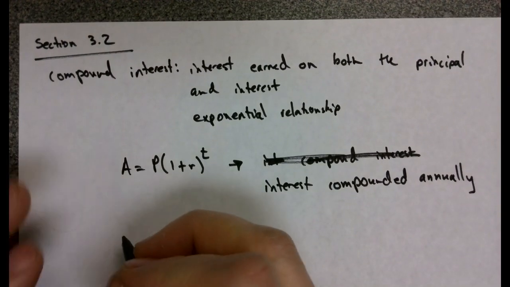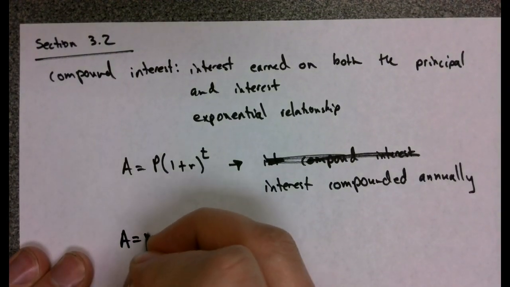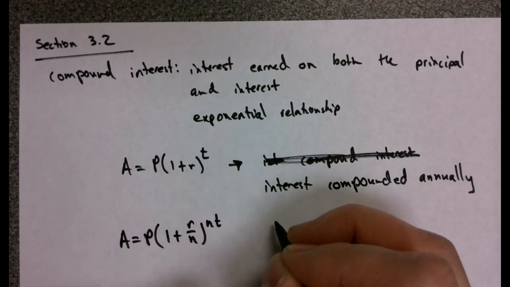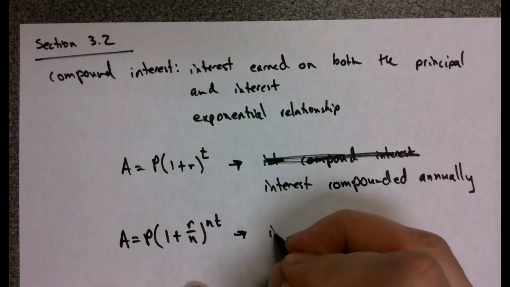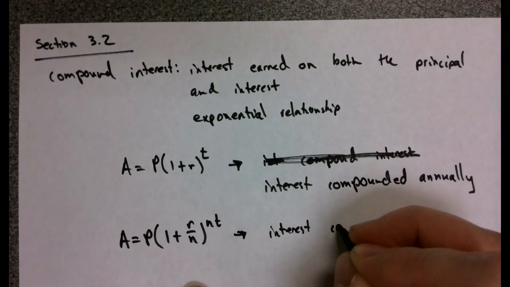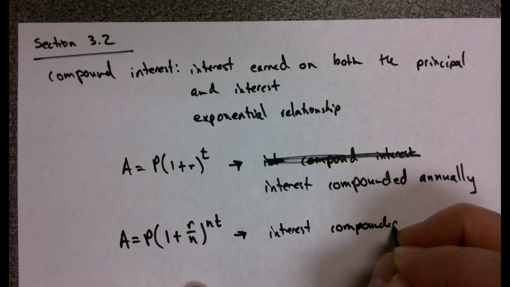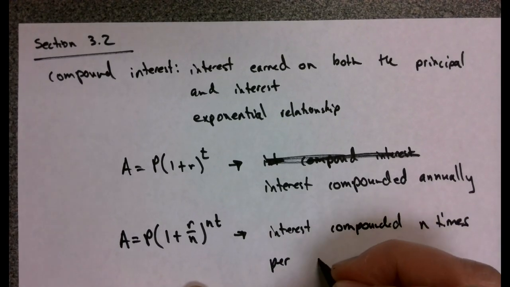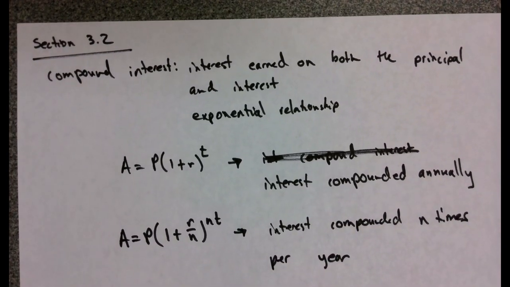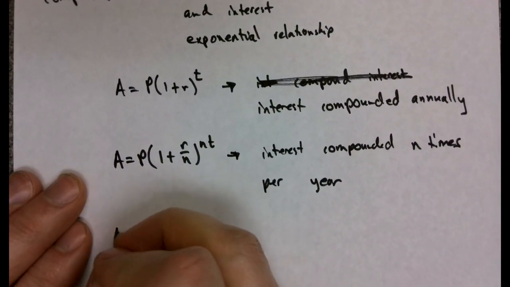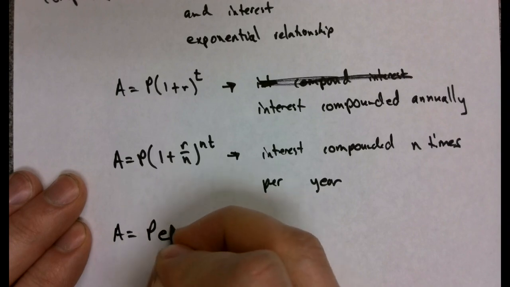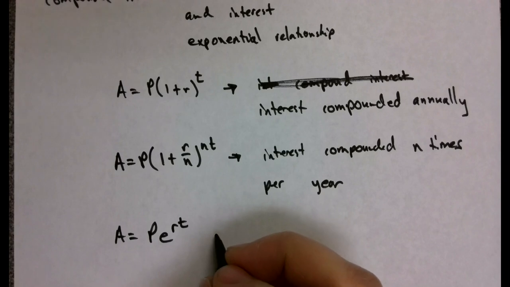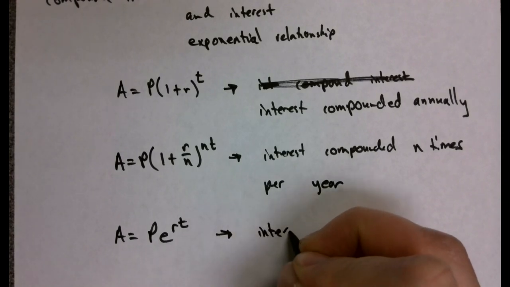The second formula we looked at was this one where we included the n, and this is interest compounded n times per year. And then the last one was the one we just looked at: A equals P times e raised to the rt. This is interest compounded continuously.